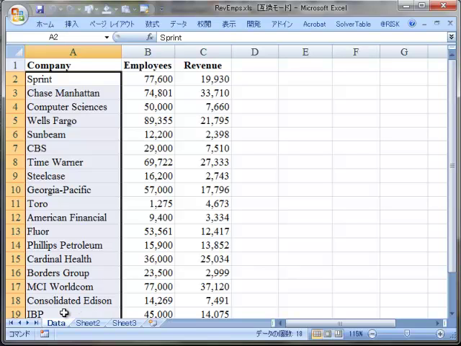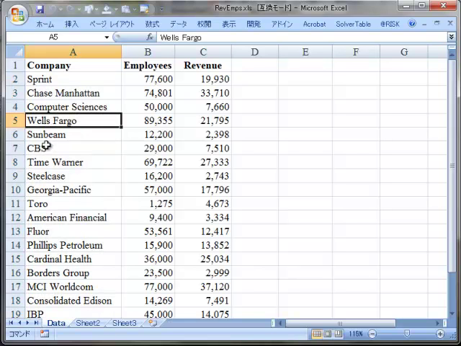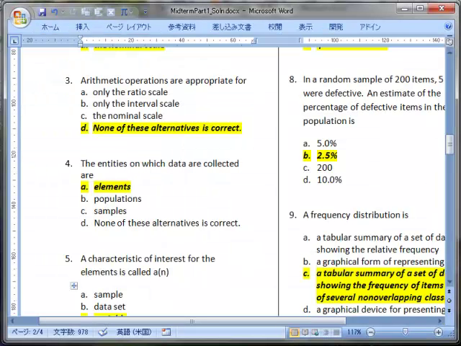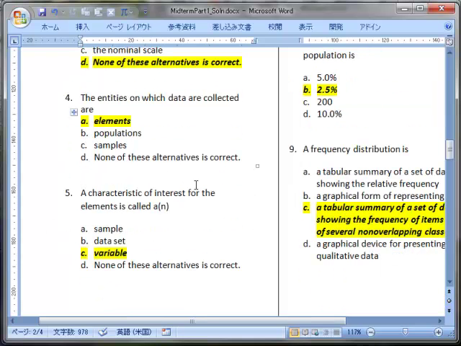Right, go back and check the first chapter there. And we collect data. So, for example, Wells Fargo, that's one of the entities in this study. And we collect data on it. We collect the number of employees, and we find the revenue. All right? So, problem number 4, the entities on which data are collected are called elements. Okay? For the RevImps data set, those would be companies.